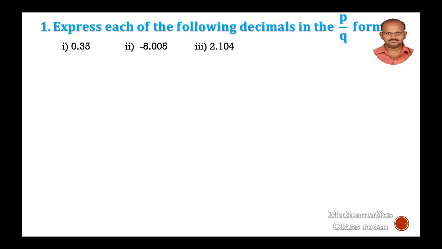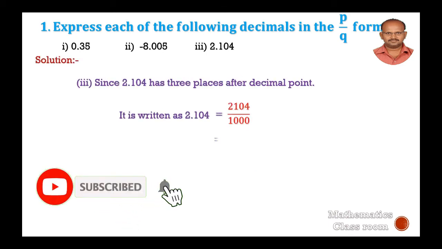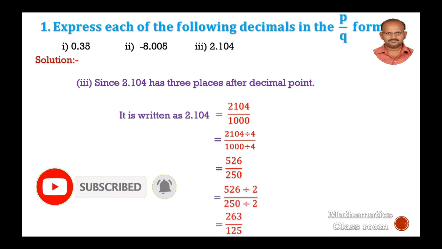Next, the third sum solution. Since 2.104 has three places after the decimal point, it is written as 2104 by 1000. Here dividing numerator and denominator by 4, we get the answer 526 by 250. Then after dividing numerator and denominator by 2, the final answer is 263 by 125.